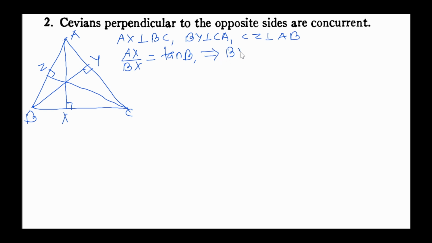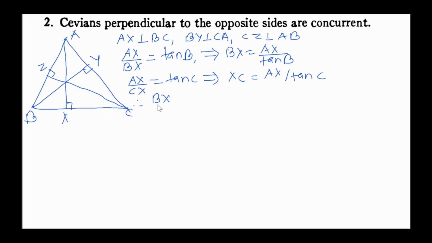This implies BX is equal to AX upon tan B. Similarly, from triangle ACX, AX upon CX is equal to tan C. This implies XC is equal to AX divided by tan C. Therefore, BX divided by XC is equal to AX upon tan B divided by AX upon tan C, that is equal to tan C divided by tan B.